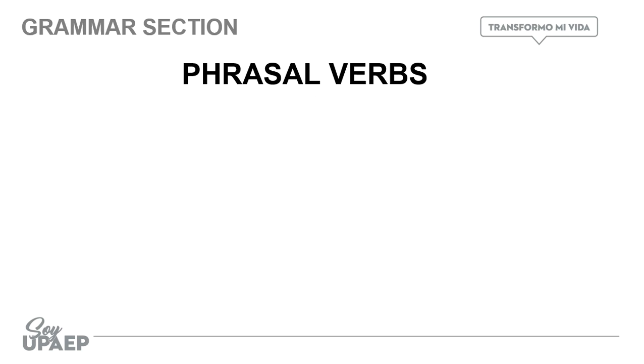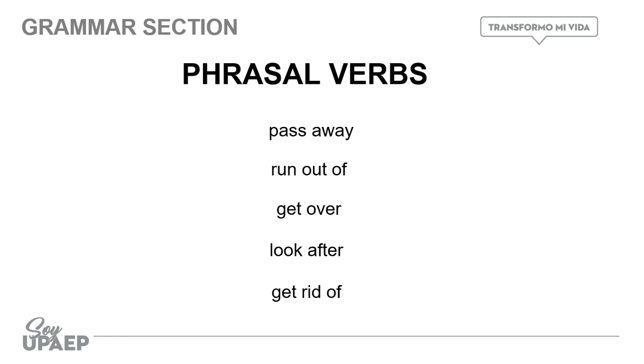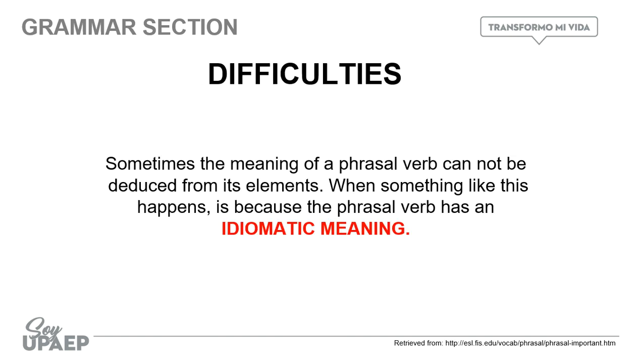Okay, so examples of phrasal verbs are pass away, run out of, get over, look after, get rid of. But these are just some few examples. There are many phrasal verbs, and that's why they are difficult.